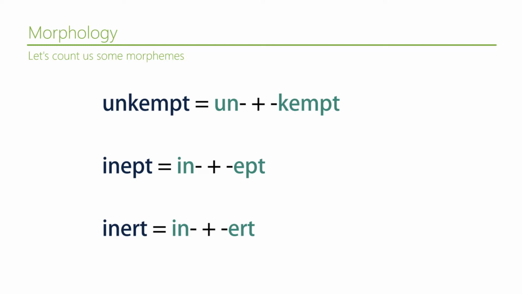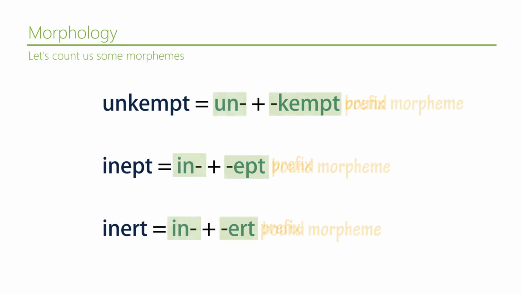In inept, you can say this is a bound morpheme. This is a bound morpheme. This is a bound morpheme. And this is a prefix. And we know that this negative meaning is here. So we know that this is still an active morpheme in English. These are active prefixes in English. So we know that negative element is still active, so we know that this is a morpheme, and this has a meaning.